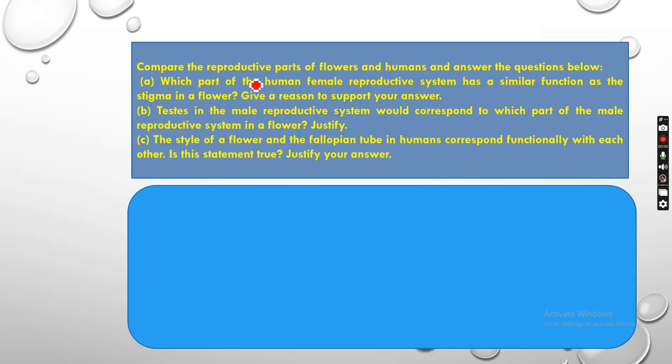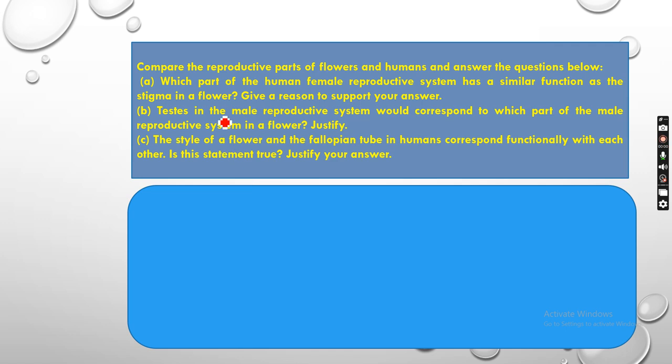Next one, compare the reproductive parts of flower and humans and answer the questions below. Now you think of the reproductive part of a flower and the reproductive part of a human, male and female both. Based on that, you have to compare and tell what function will relate to which part.